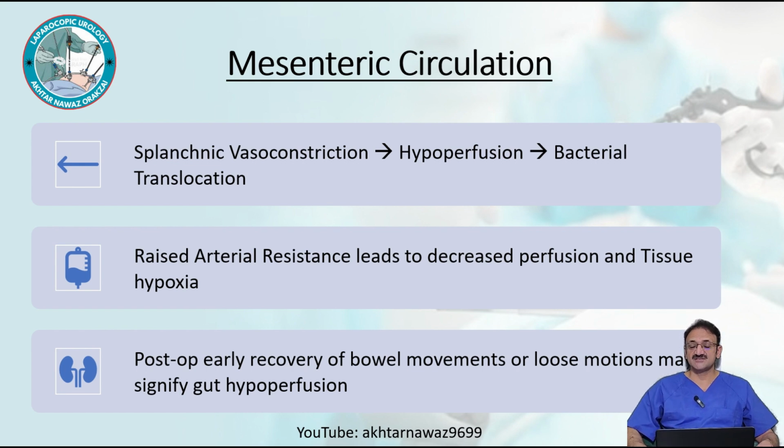As in shock, you can see that the first organ in the body that is affected by vasoconstriction is the gut. So there is a splanchnic vasoconstriction, there is hypoperfusion to the gut, and this hypoperfusion can lead to bacterial translocation and later on septicemias. And there is raised arterial resistance, which leads to decreased perfusion and tissue hypoxia, again bacterial translocation. And post-operatively, all these things may be noted.